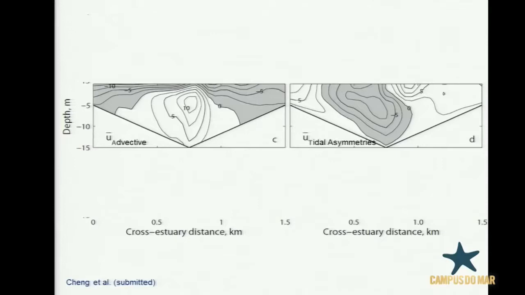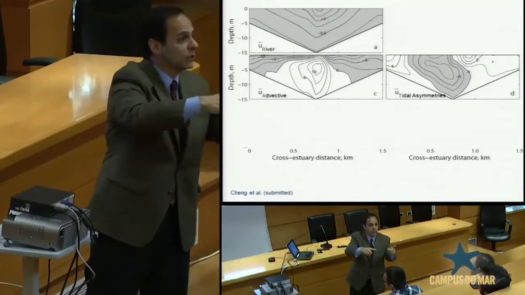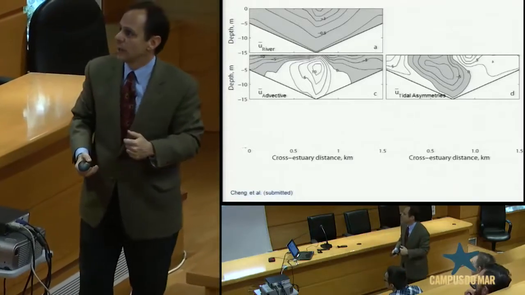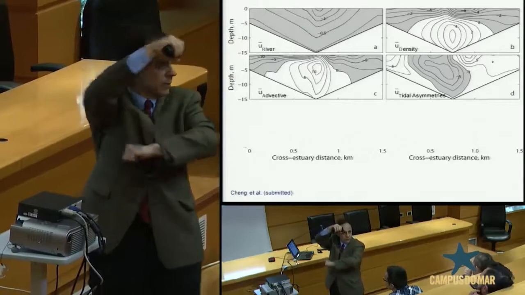And I'm comparing there the results of the flow produced by the advective terms, the nonlinear terms that I showed before, and the flow produced by the asymmetries in tidal mixing, which is on the right. Okay, so for completeness, I show you the flow produced by the river, which is seaward everywhere throughout the section, like an open channel flow. And then the flow produced by the density gradients, as we would expect, outflow at the surface, inflow at depth.